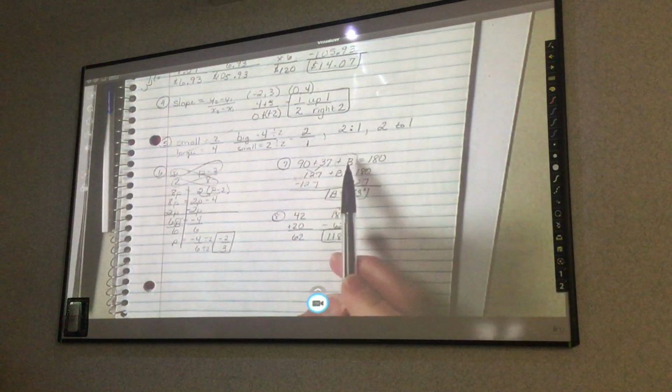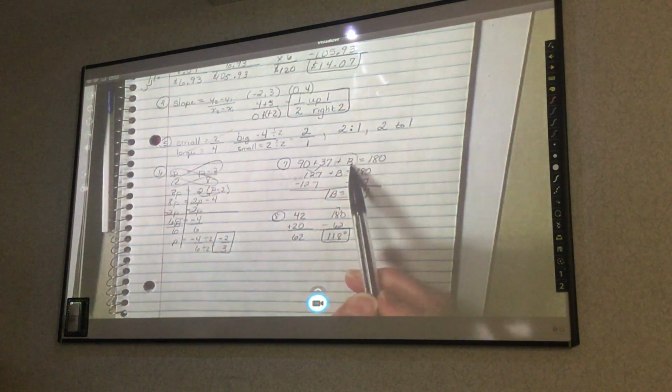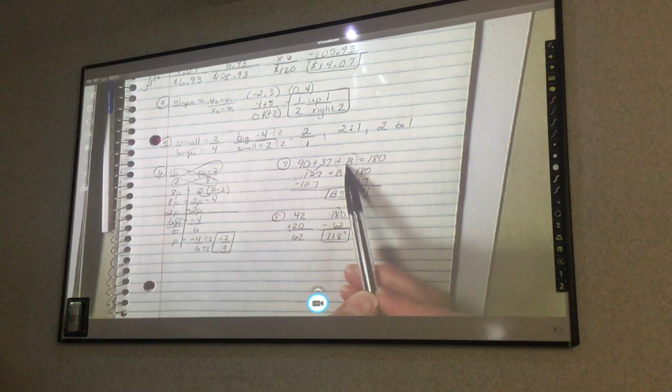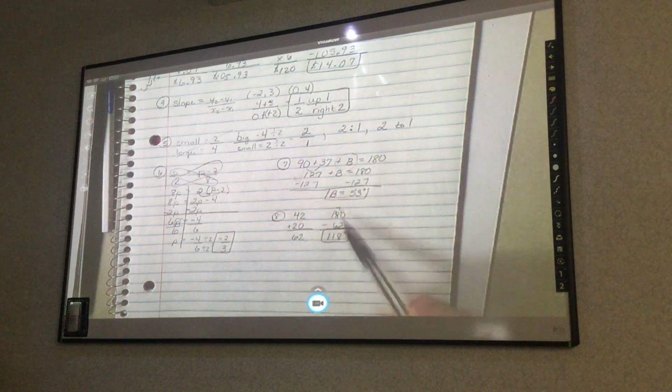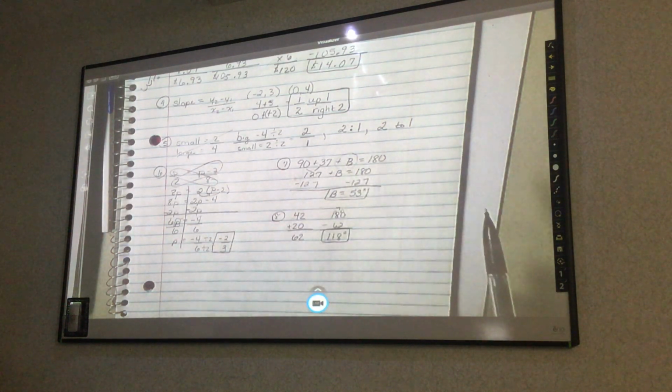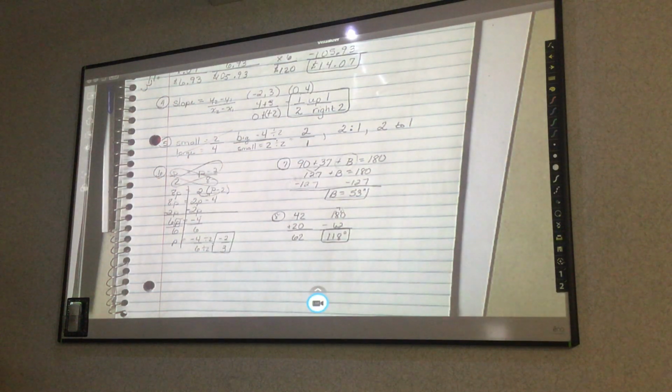So know how to set it up with an equation with the variable in it, and you can also do it without the variable. Go ahead and make sure that you have written down everything before you submit it.